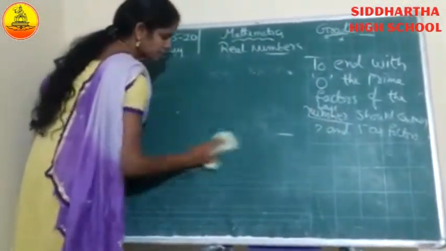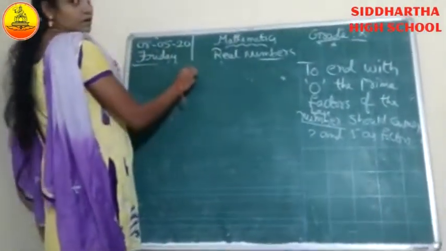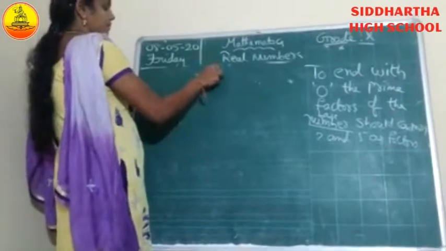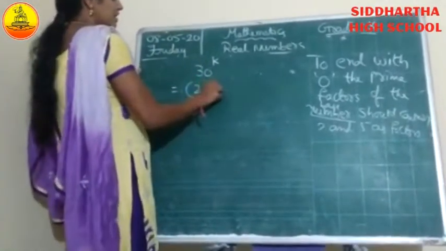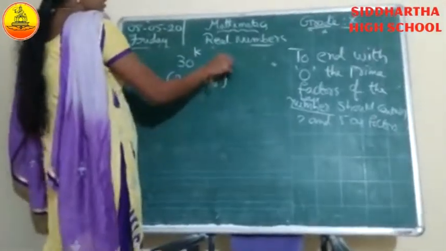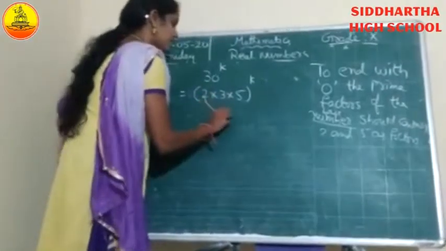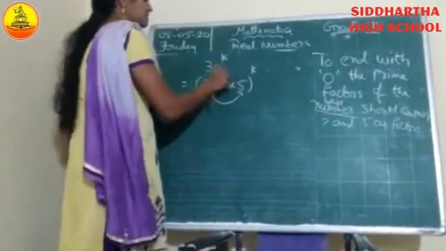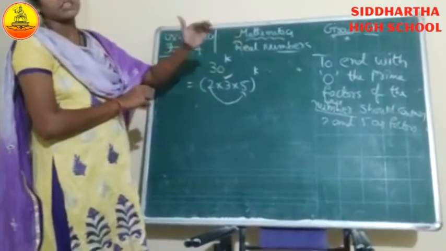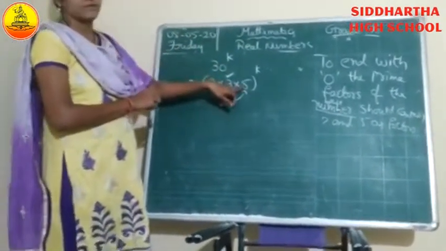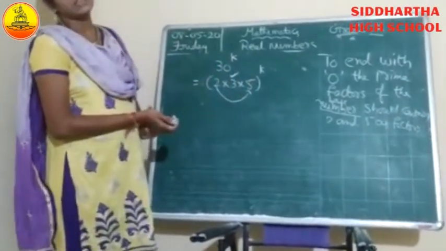Last and final sum in this model: 30 power k. What is the prime factorization of 30? 2 into 3 into 5. So the base is 2 into 3 into 5. It contains 2 and 5 as factors. Extra 3 is also there, but nothing will happen. Any other prime factor can be there, nothing will happen, but it should compulsorily contain 2 and 5. So it contains 2 and 5 as factors, so it also ends with 0.